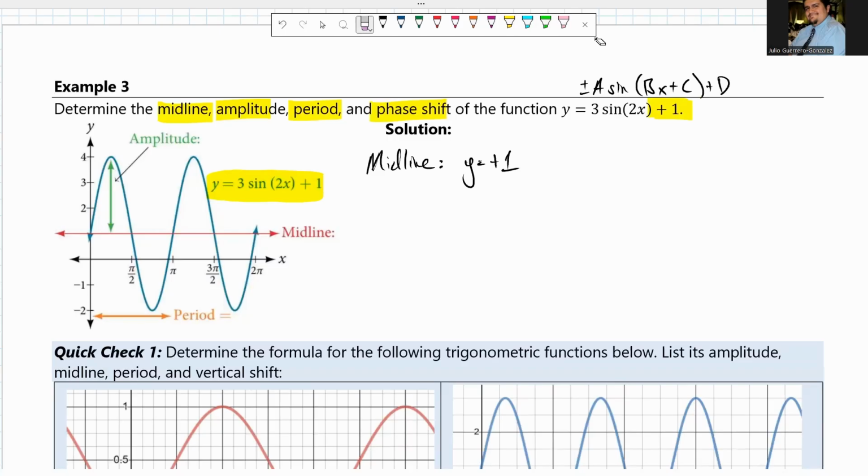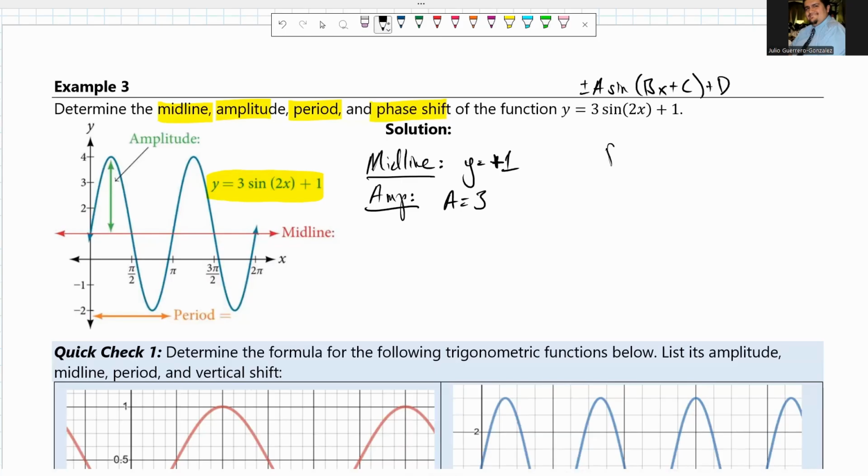Next one, amplitude. That amplitude is going to be A is equal to 3. Hopefully you guys see it. Bam. That's that 3 up front. So just these two pieces of information are telling me that my function is going to get moved up to y equal 1, and from y equal 1, it's going to go up and down that much. All right, we're getting there.